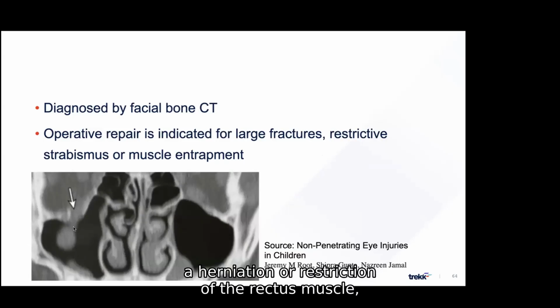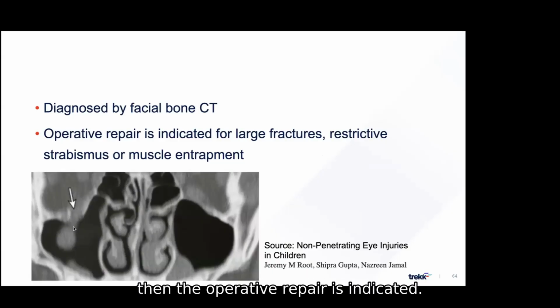If there's herniation or restriction of the rectus muscle, then operative repair is indicated. It's also indicated for a large fracture, muscle entrapment, or a patient with strabismus.